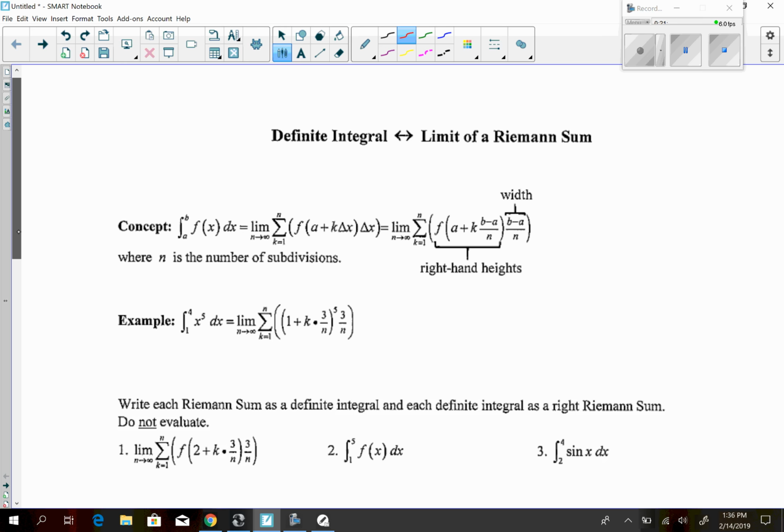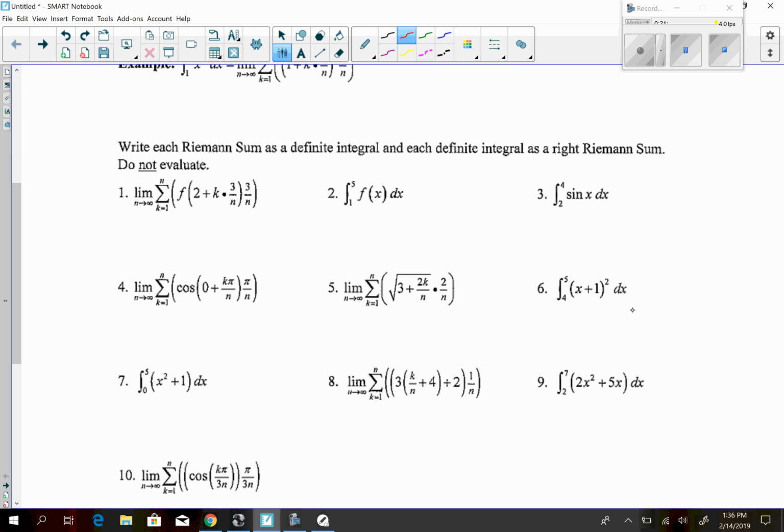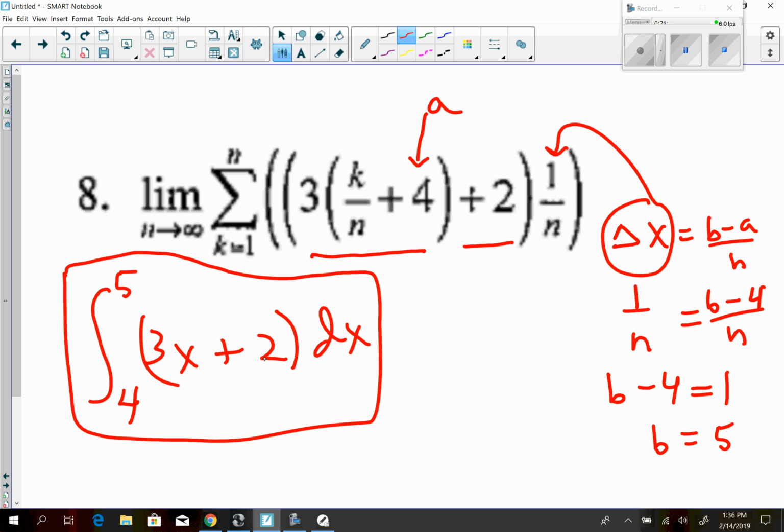to number 6, if we start with the integral, we end up with the limit of the Riemann sum. So try that with number 8. Try that with the answer to 8. See if it turns into the limit of this Riemann sum up here. And let's do number 10.